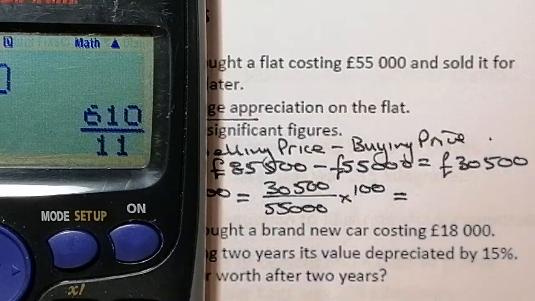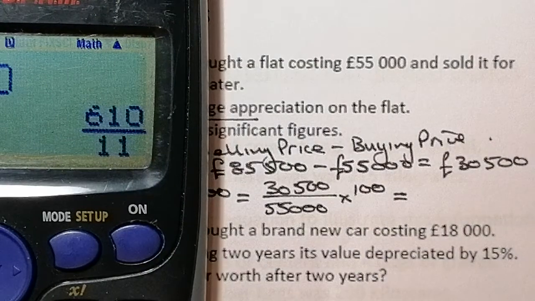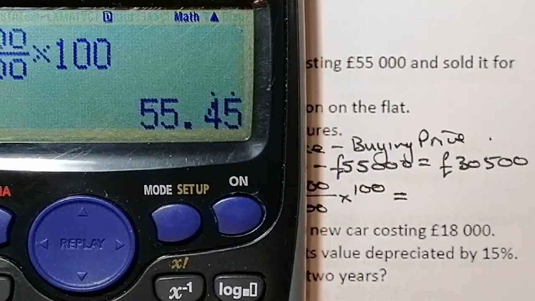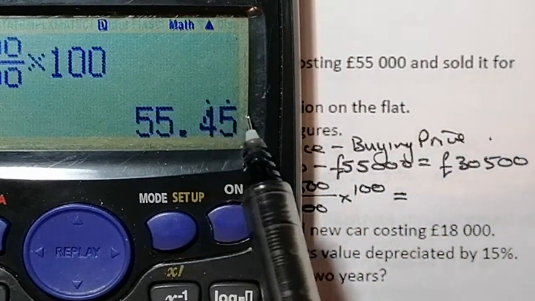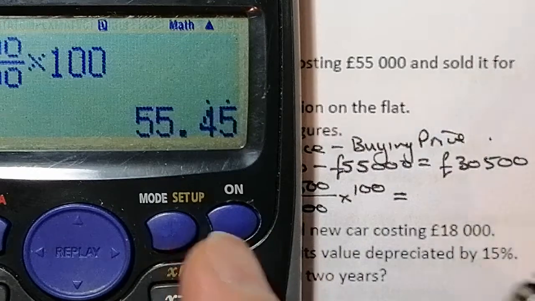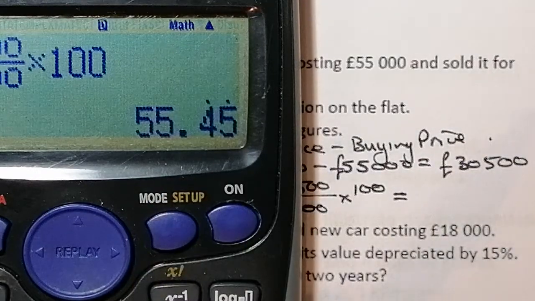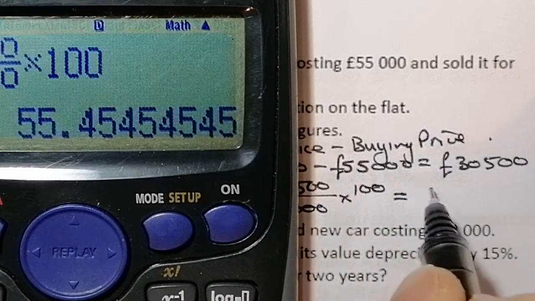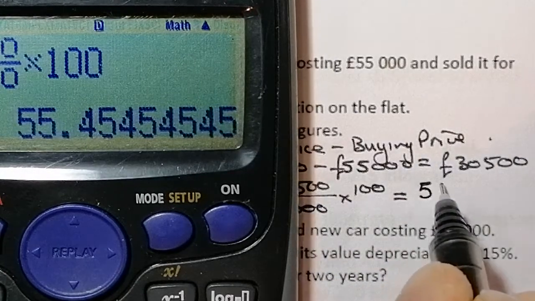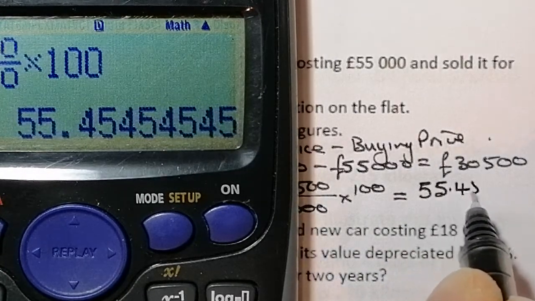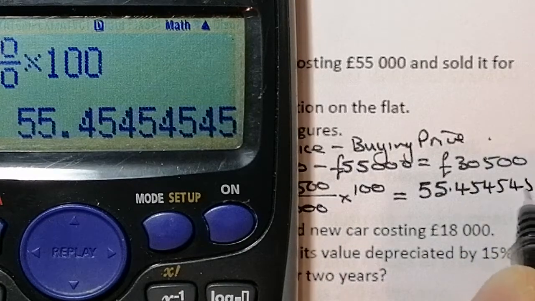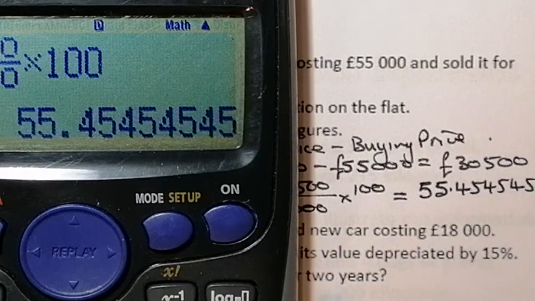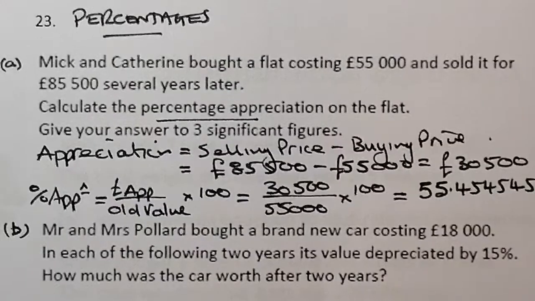That gives me a fraction. Press the SD button at the bottom, and that should give me 55 and a recurring decimal, a double-digit decimal. I'm going to press the SD button again, and that should get rid of that recurring decimal, and that gives me 55.4545. I'm just going to write that all down. That there is the percentage.